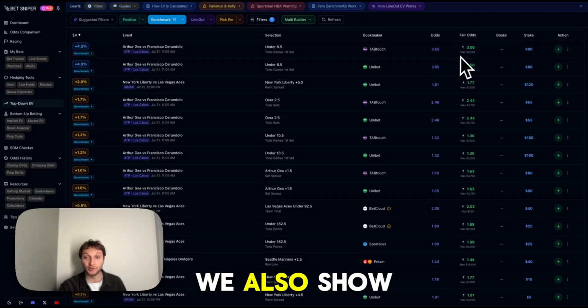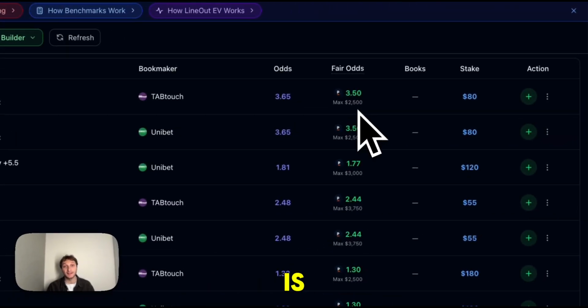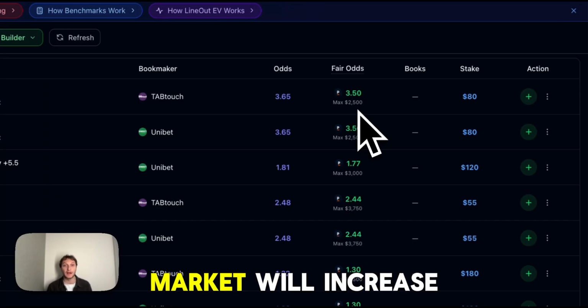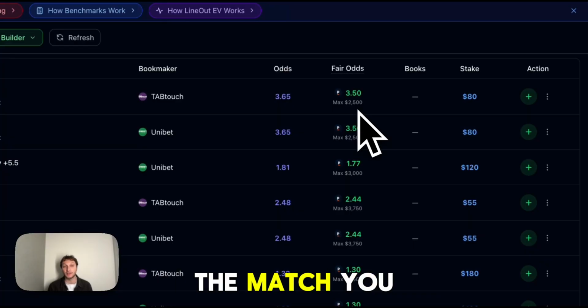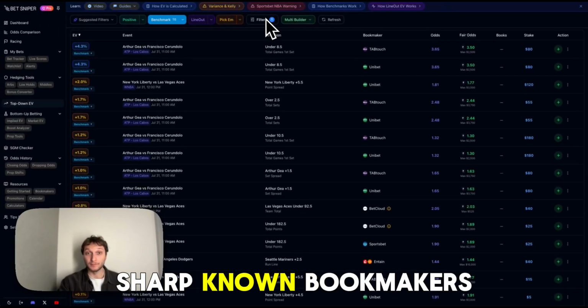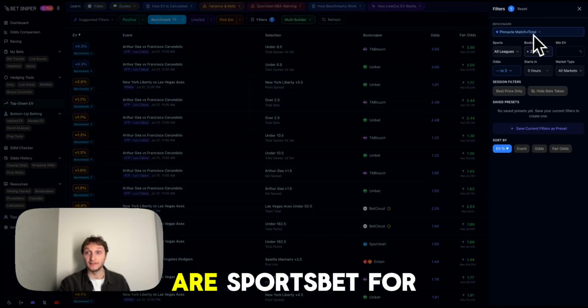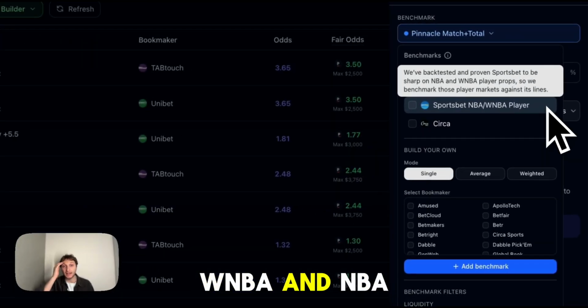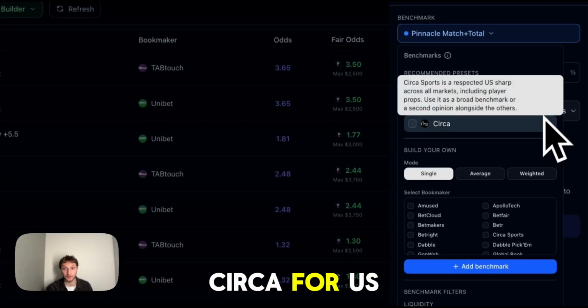For Pinnacle, we also show what the max bet they allow on a market is. And this can be a really good proxy for how confident they are in their pricing. Often the max limit for a market will increase the closer to the match you get. Other well-known sharp bookmakers are Sportsbet for WNBA and NBA player props, as well as Circa for US sports.